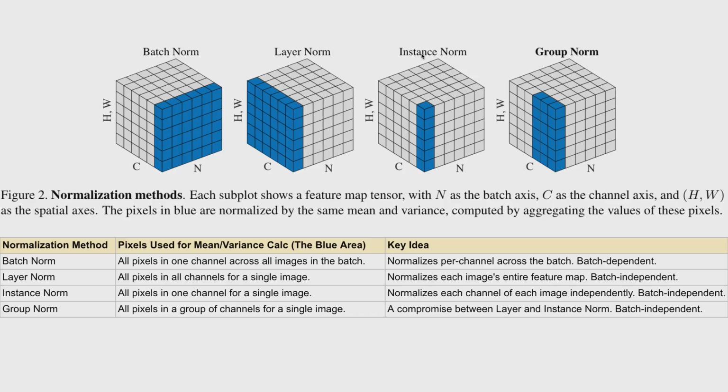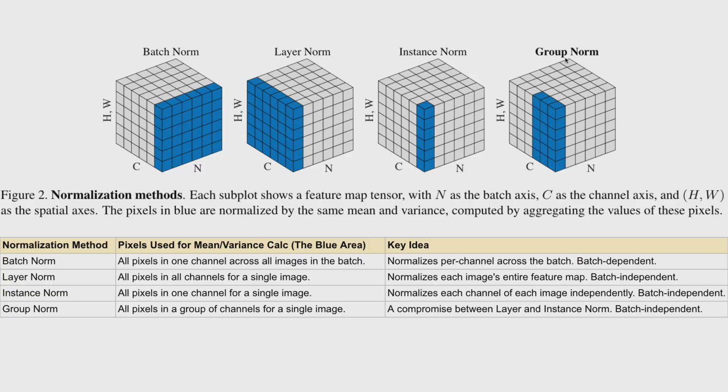Okay, then we have instance norm, which is, as its name suggests, all pixels in one channel for one image. So we have all 6 pixels, but we only have one image that's being activated for this calculation, and we only have one channel or one feature that's being activated.